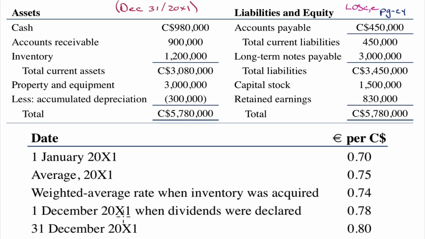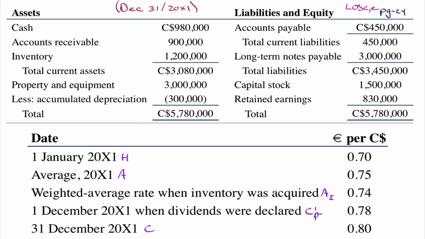December 1st, 20X1, this is when dividends were declared. Remember, we need that for the retained earnings account, 0.78. And December 31st, 20X1 is 0.8. So if we were going to put some labels on these things, C would mean the current rate. H would be your historical rate. A is an average rate for the year. This is just an average rate for inventory, so we'll put AI on there. And this is when dividends were declared. That is the current rate for dividends.